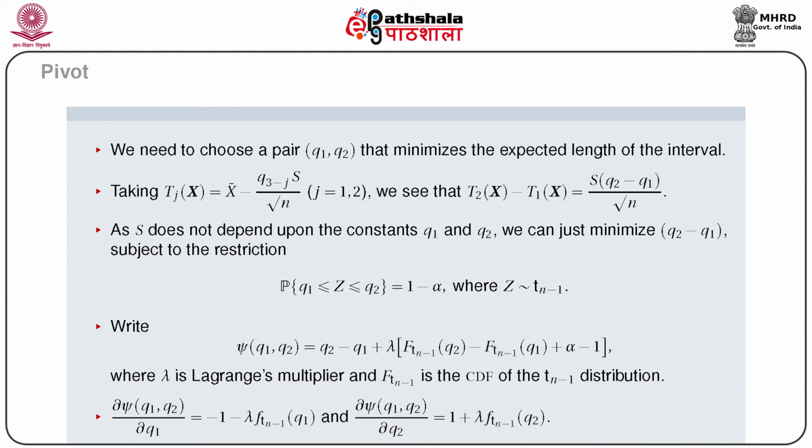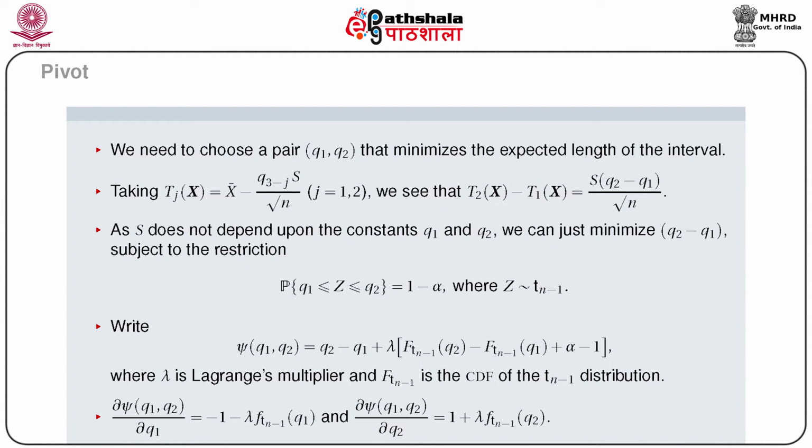Hence, the length of the interval is given by T2(X) minus T1(X), which is equal to (q2 minus q1) into S by root n. Since S is a random variable, the length is also a random variable. Here we actually minimize the expected length of the interval, which is a function of q2 minus q1, and it is independent of mu. So our objective is to minimize q2 minus q1 subject to the probability under mu, sigma of q1 less than or equal to T(n minus 1) less than or equal to q2 being equal to 1 minus alpha.